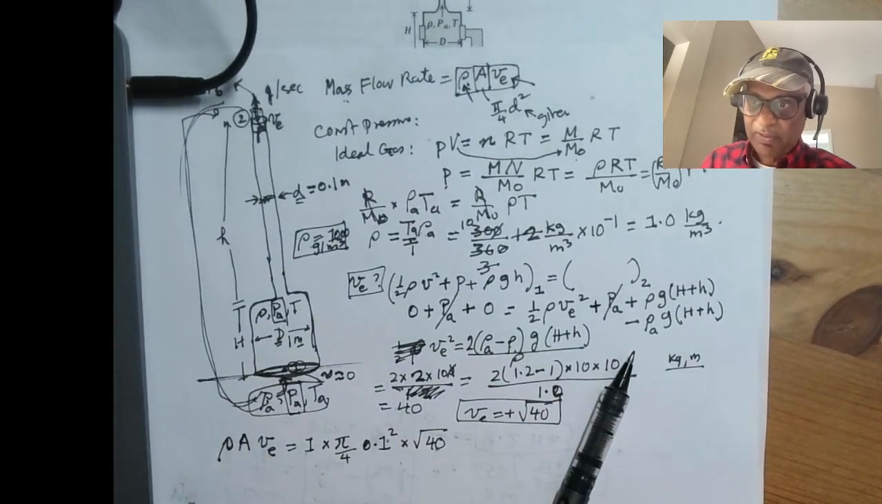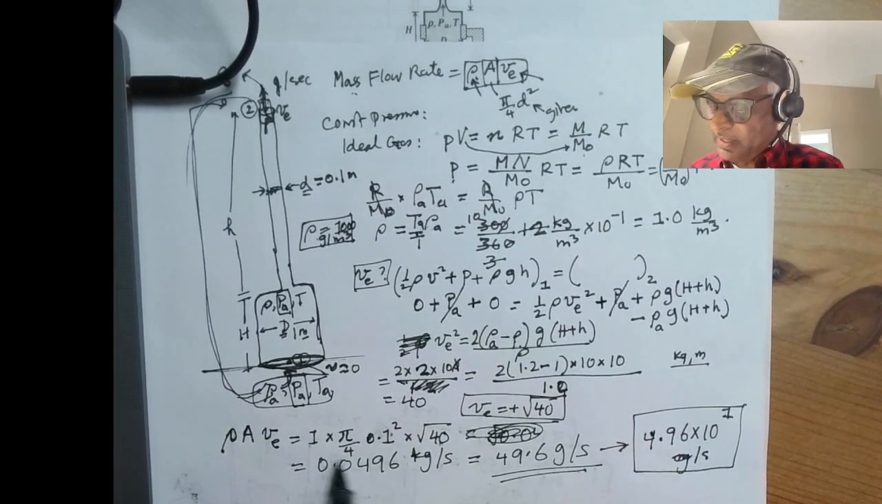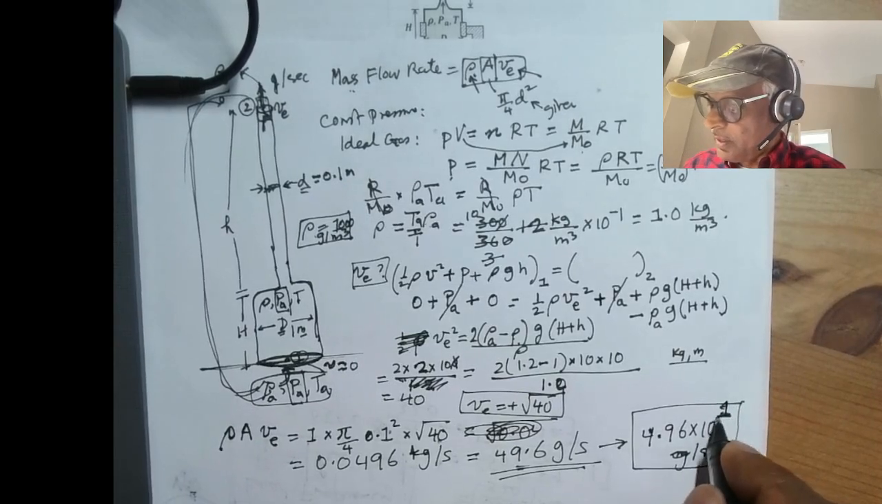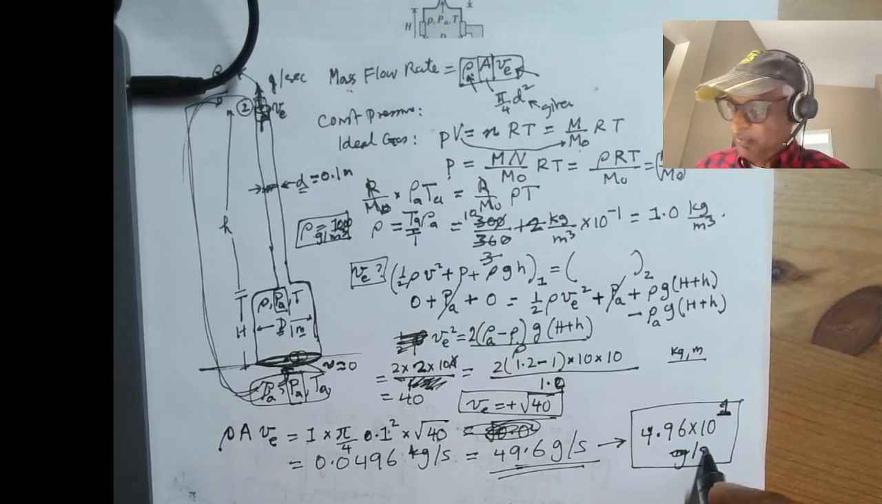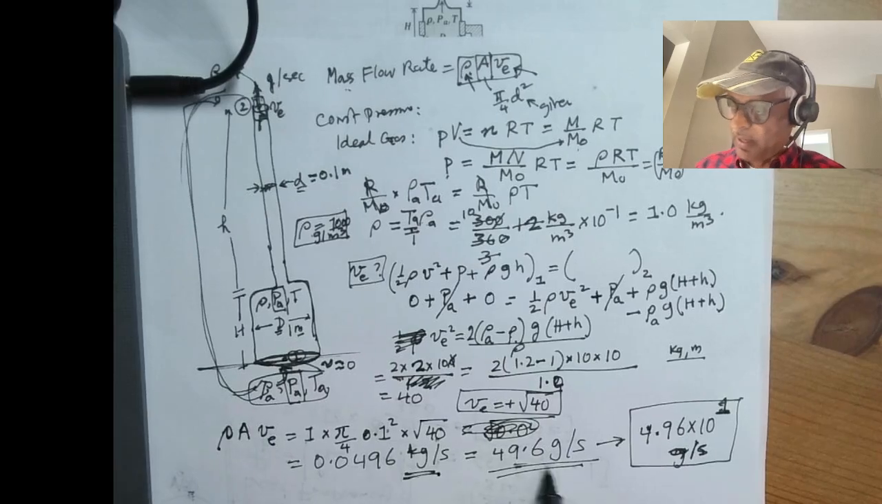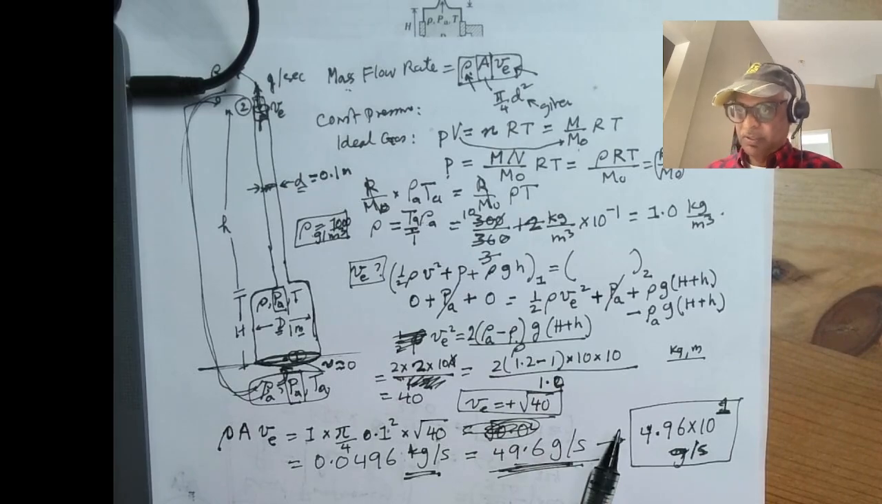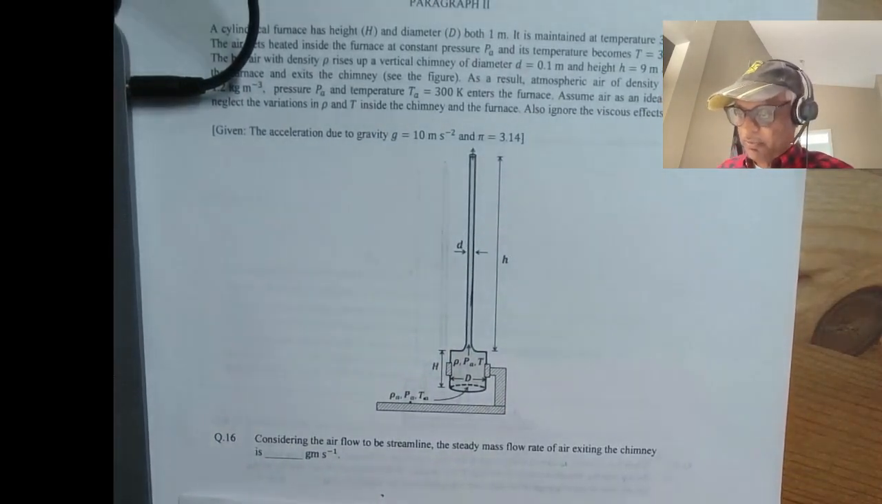Let me work it out. Okay, so I went ahead and did this calculation, and I want to get it to 2 decimal places. Written in scientific notation, it is 4.96 times 10 to the power 1 gram per second, because the answer comes out in kilograms, and then I have to convert to grams per second. So that was one of the problems that we have based on this paragraph.